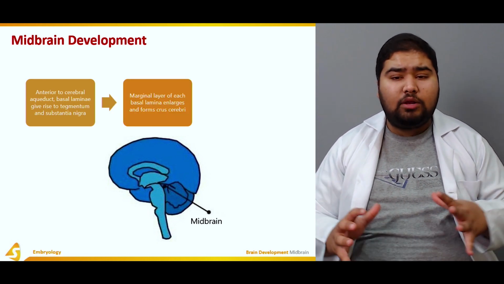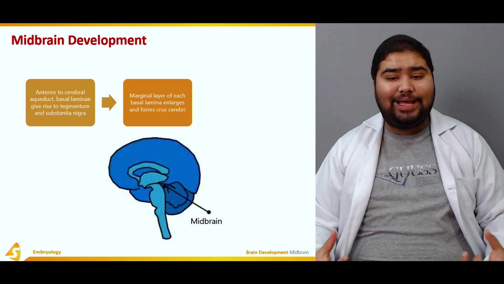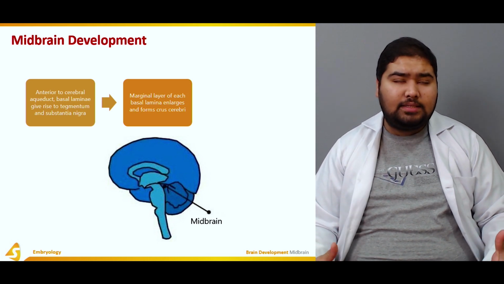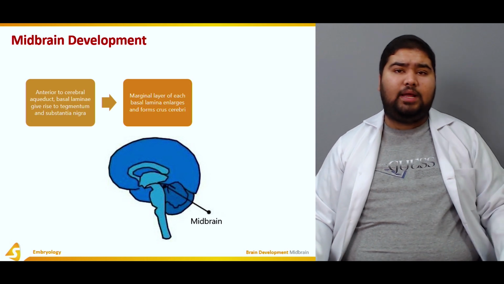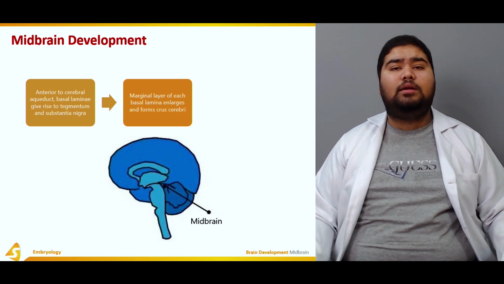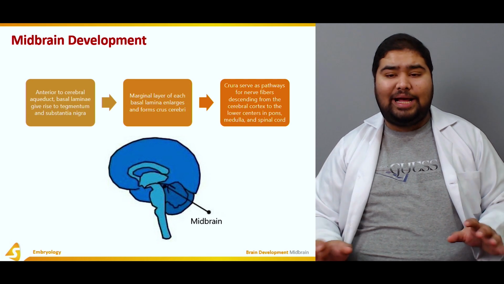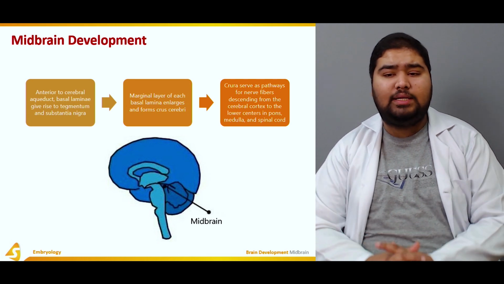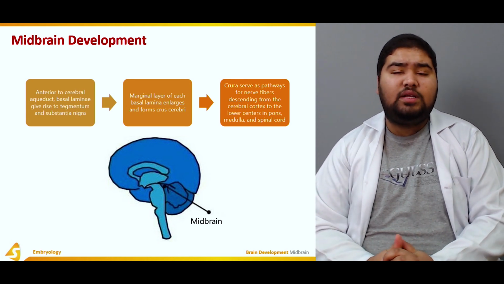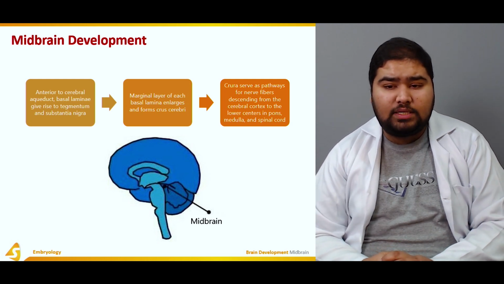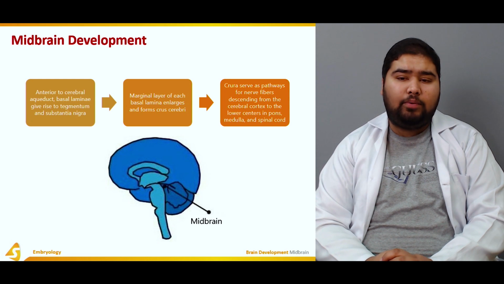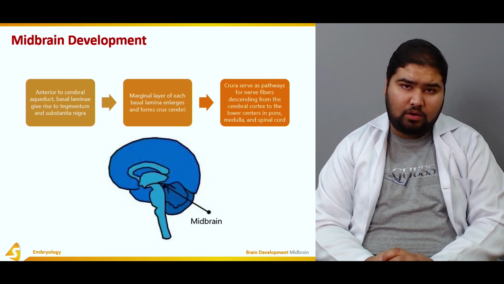The marginal layer of each basal lamina enlarges and forms the crus cerebri. At the same time, the crura serve as pathways for nerve fibers which are descending from the cerebral cortex to the lower centers in pons, medulla, and the spinal cord.